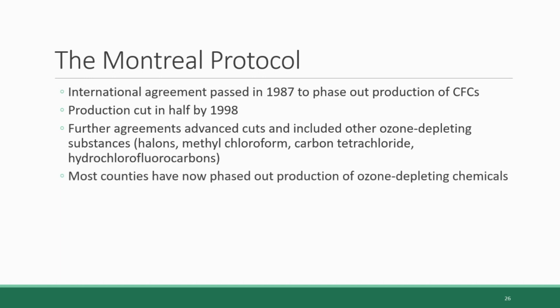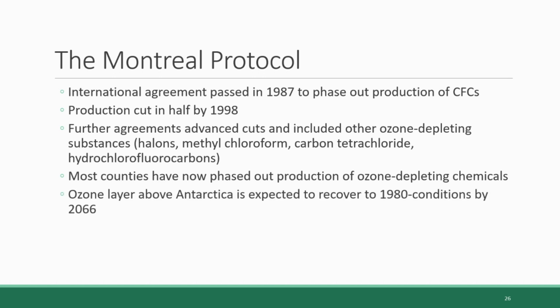And the treaty has been a success. And at this point, most countries have phased out production of these ozone depleting chemicals. And as a result, the ozone layer is slowly being restored. All over the world, ozone levels in the stratosphere are rising and restoring the thickness of the ozone layer. And that area where the depletion was the worst, that quote unquote hole over Antarctica, that is projected to recover to conditions that are on par with the year 1980 by the year 2066.